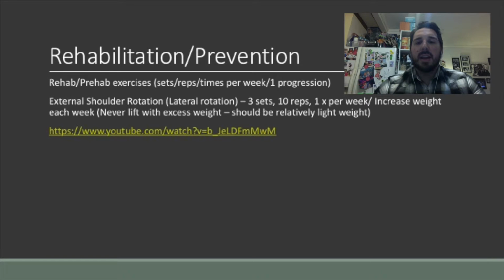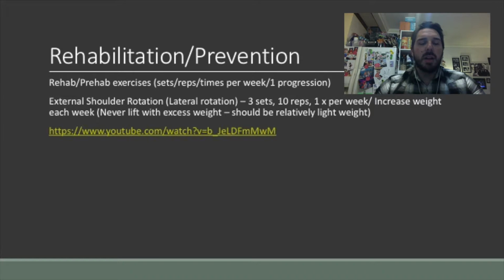In this link, I have a video of an exercise that you can do to rehab or to prevent possible shoulder injuries. I'm not going to play the video. You can just click on the link and watch. It's external shoulder rotation with the dumbbell, or lateral rotation. With these types of injuries, the main focus is to strengthen the rotator cuff muscles, because that will help prevent future injuries, and it'll also help rehabilitate current injuries such as a stage 1 or stage 2 tear of the rotator cuff muscle.